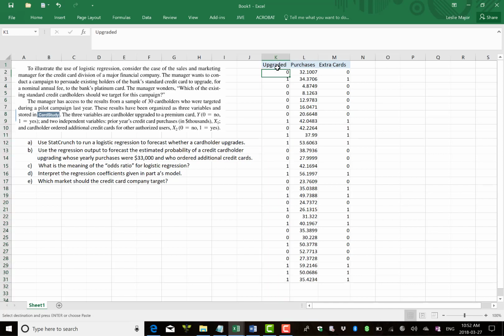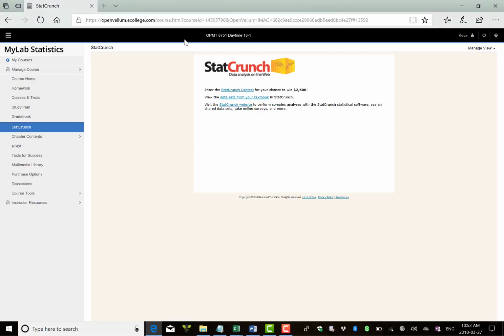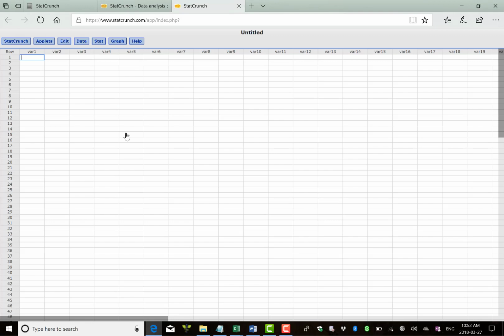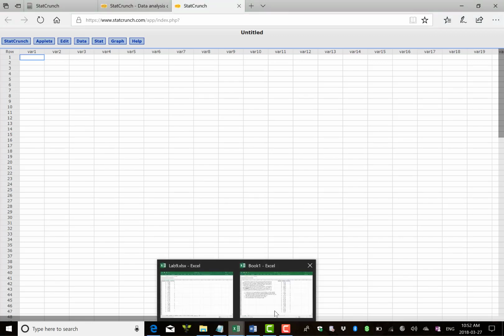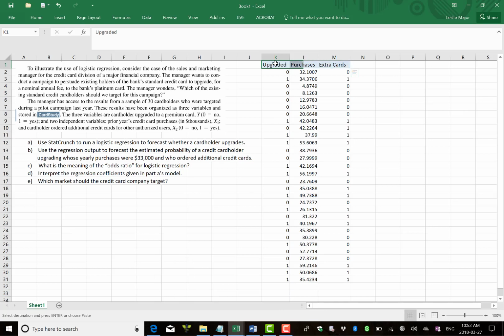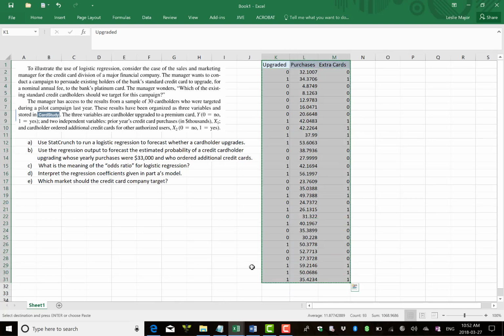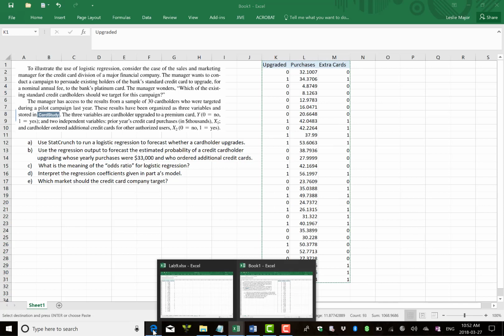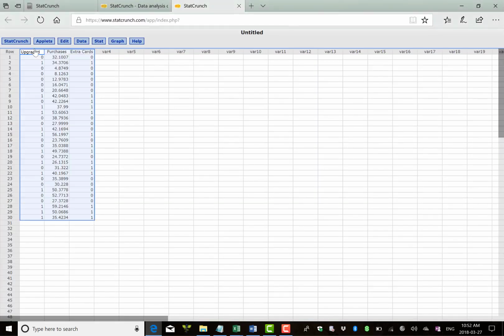So to do this in StatCrunch, you go grab all your data here. And actually, first, you go through your MyStatLab or your MyMathLab, and you go into StatCrunch. I like to just go to the StatCrunch website right here. And then just paste in your data. Type or paste your data. And then I'm going to go grab that data right here. Highlight it all, control shift down, copy it, and paste it into StatCrunch here.